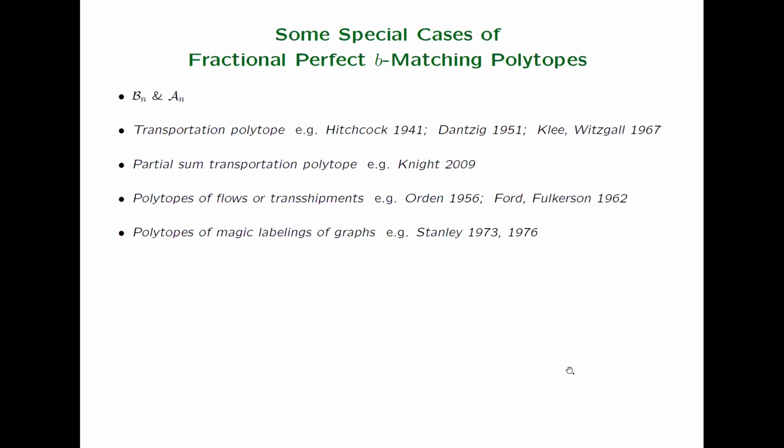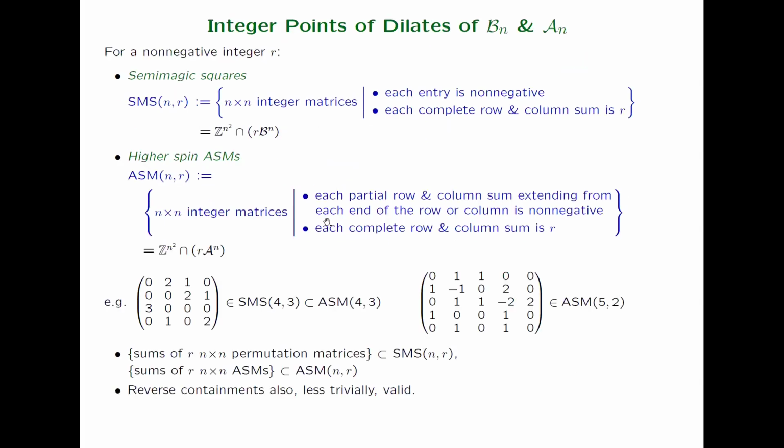The cases that we've looked at, B_n and A_n, and the transportation polytopes I mentioned are also special cases, and the partial sum. There are also many other classic polytopes that fit into this framework, which I've listed there. We've now done 4, and I've got about 3 minutes left to do 5, which I'll try to do, but it's going to be a bit challenging.